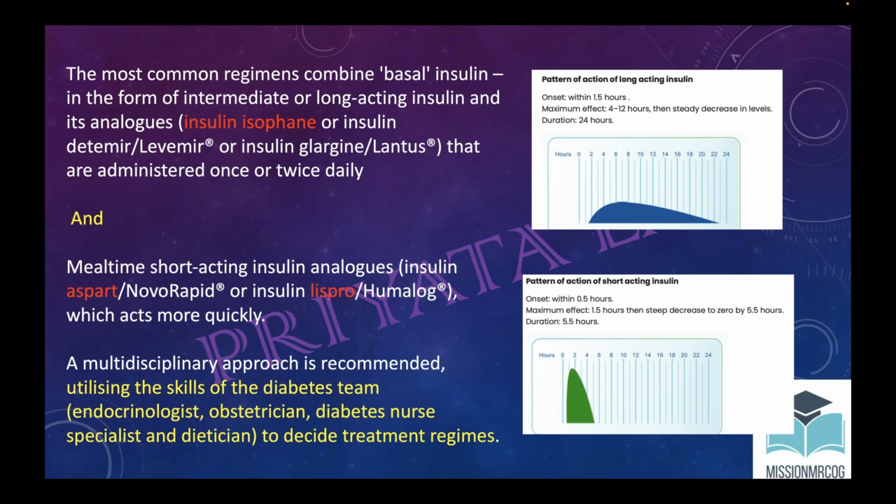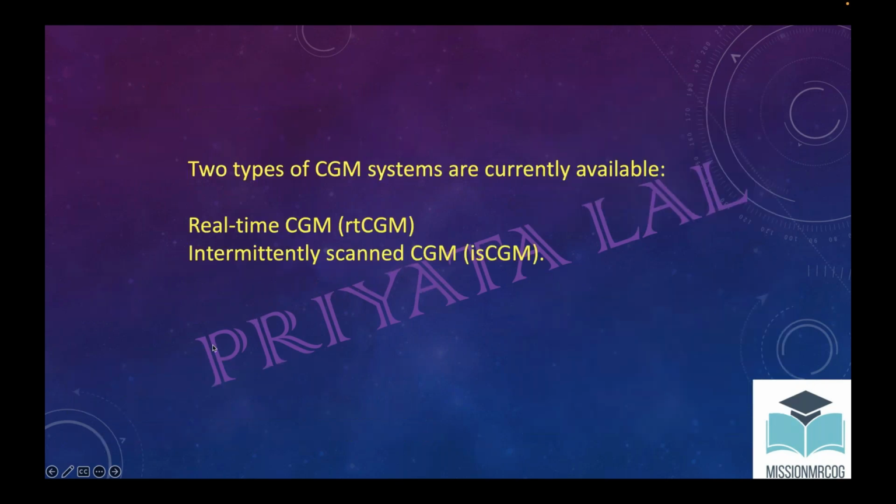Now there has to be a multidisciplinary approach. So who will be the people from the diabetic team? Endocrinologist, obstetrician, diabetic nurse, and dietitian. So these will be the persons in the multidisciplinary team of a diabetic patient. Now these are two things that have been newly added in the guideline, not in detail, but you should know.